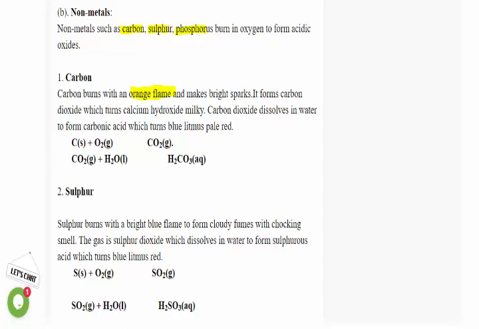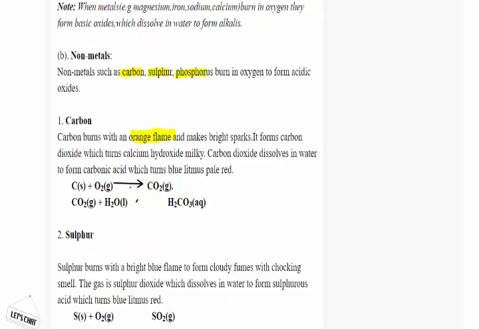Now let's look at the equation for this reaction. We can say carbon, which is a solid, reacts with oxygen gas to form carbon dioxide. As you can see, we have 1 carbon atom and 2 oxygen atoms on both sides. So this equation is balanced. Furthermore, carbon dioxide dissolves in water to form carbonic acid. In this case, it is a reversible reaction. So we represent it by 2 double arrows.